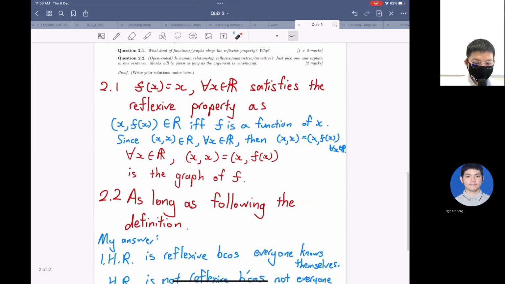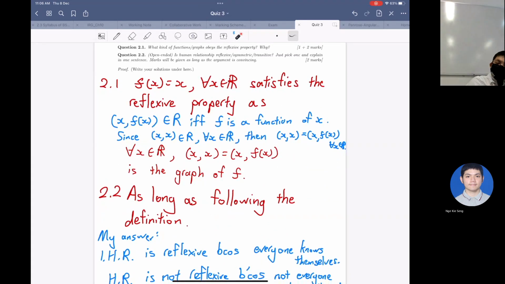Next. Question 2.1. This question grew out of my lecture. If you don't know how to do it, that means you didn't do the lecture.